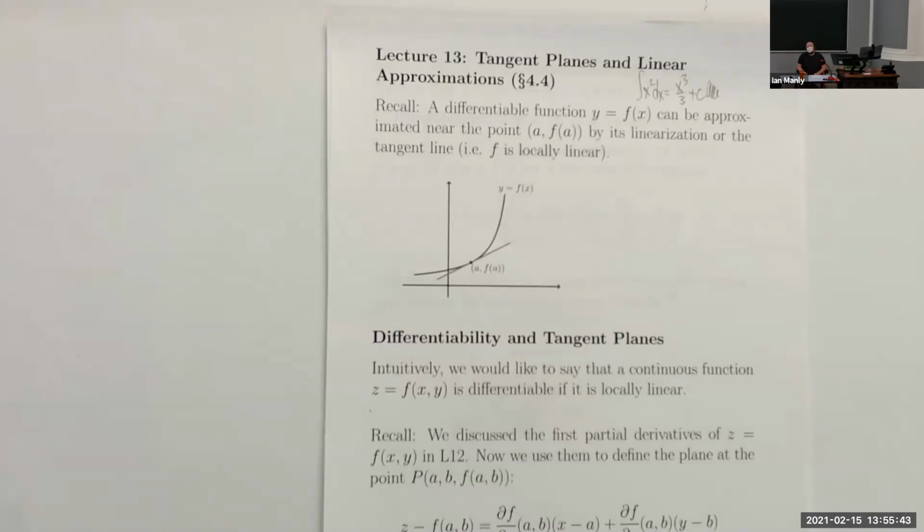All right, everybody, welcome back to Calculus 3. Today we're going to do lecture 13, which is talking about tangent planes and linear approximations. Now, this may seem familiar. You may remember tangent lines and linear approximations from Calc 1, and it turns out that that's essentially what's going on here.